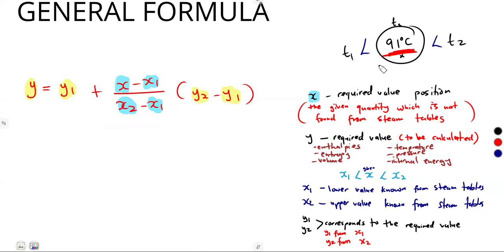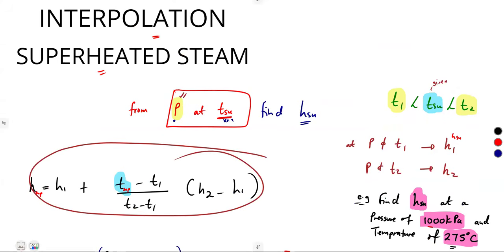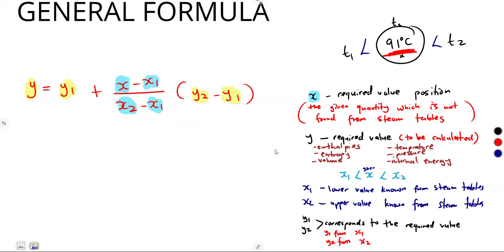So if you check, here is the formula that we actually applied before. But only that we are focusing on is the enthalpy and the temperature only we are dealing with. No, it can be for anything. It can be for volume, it can be for temperature, whatever that you are given from the steam table.